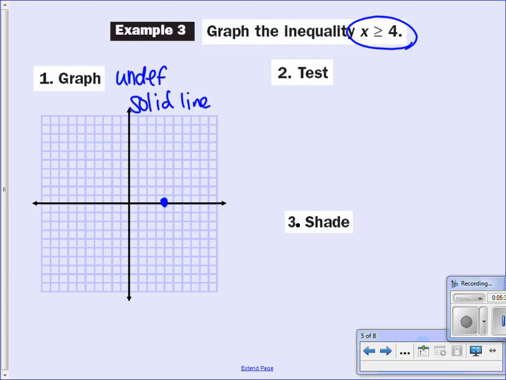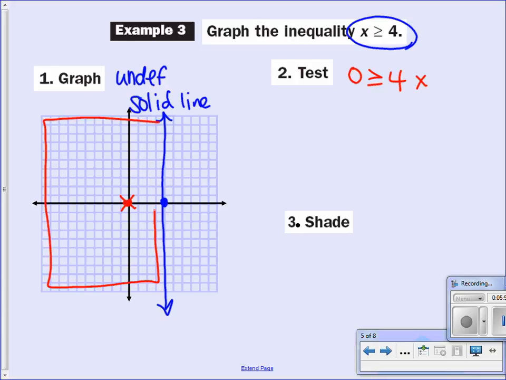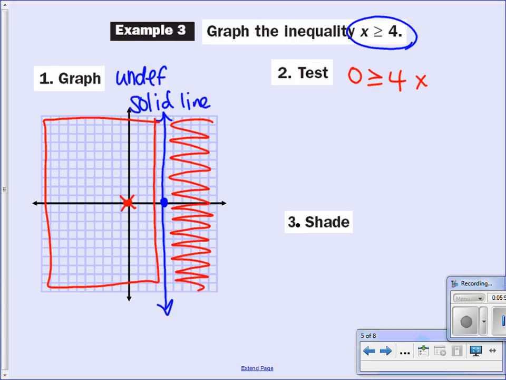Solid line, vertical, undefined slope. And if x is greater than or equal to 4, well, 0, 0 is here. Is 0 greater than or equal to 4? No, it is not, so this is not a solution. Well, 0, 0 was on this side of the graph. And if 0, 0 is not a solution, it means this whole other side is. So that's the side we would shade, not this side.